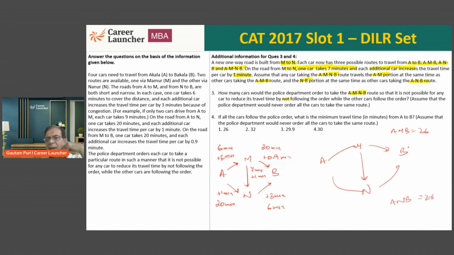And AM and B? A, M, and B. What? It will be 6 plus 7, 13. 13 plus 3, 16. It is 16 minutes. 7, 6, 15, 15 and 3, 18. Sorry.